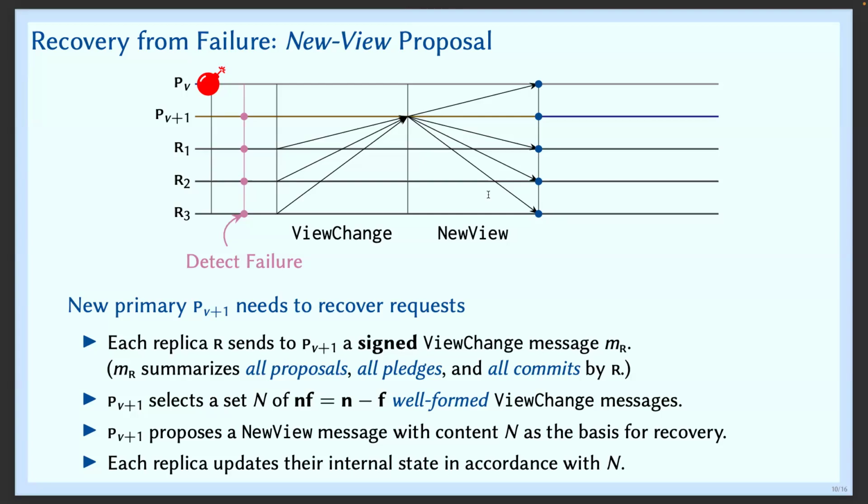Now, why is that sufficient to ensure that a committable transaction is not excluded and is preserved? So even if some replicas participating in this recovery are malicious, or even if the new leader is malicious, we can continue to guarantee that a committable transaction is not excluded.